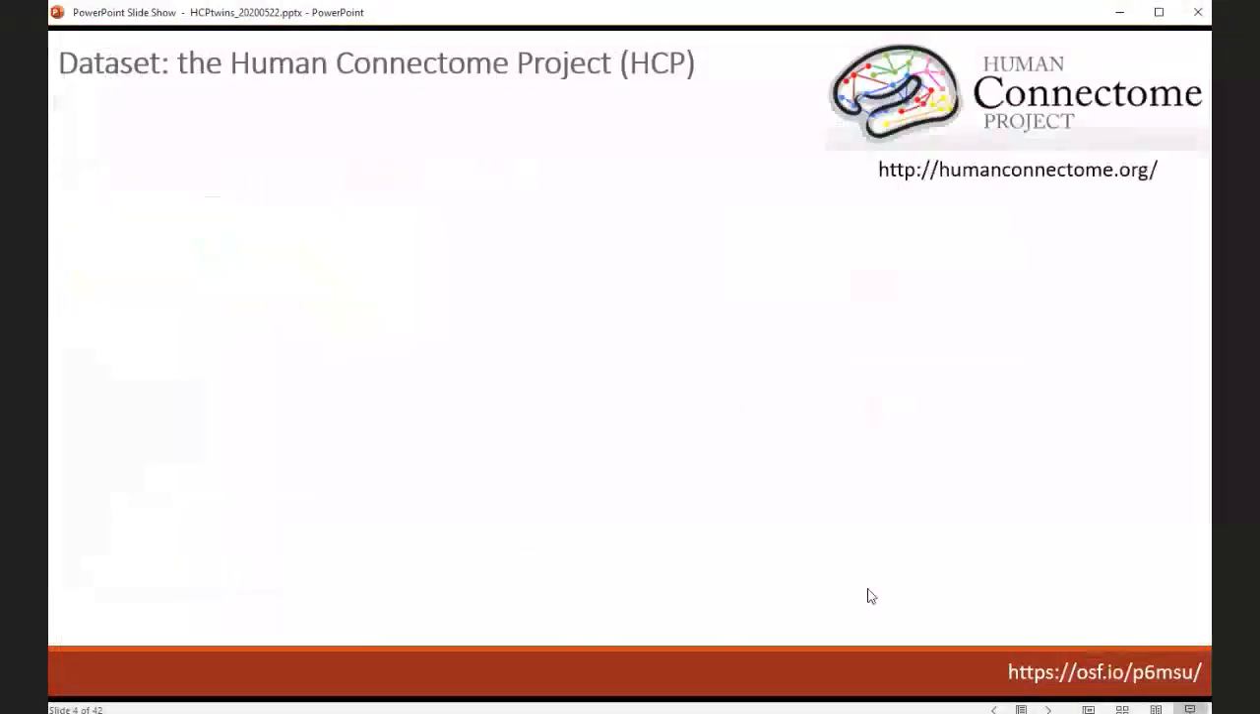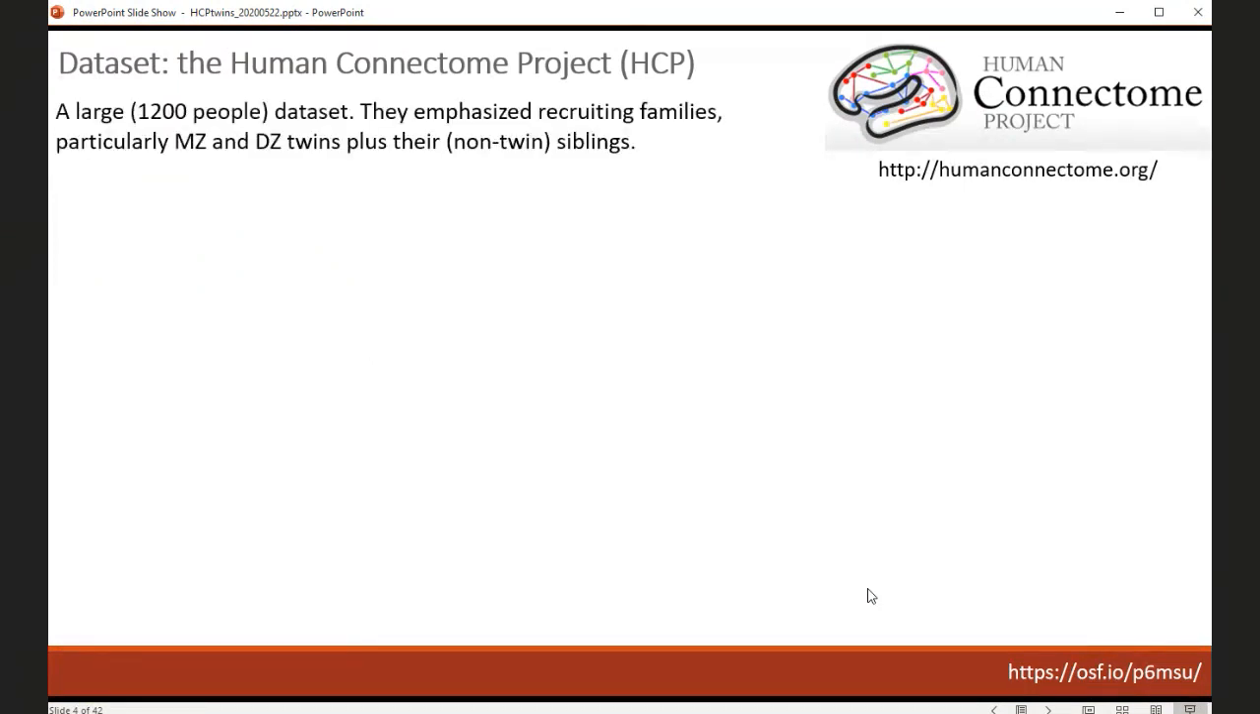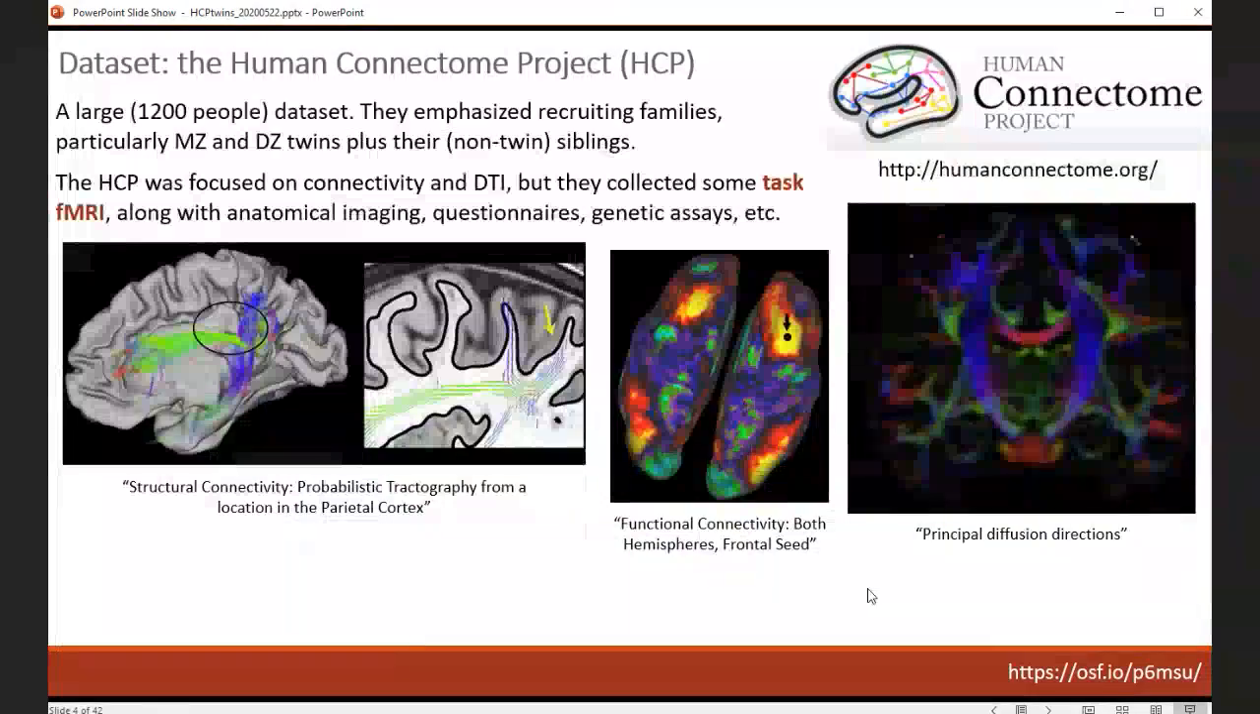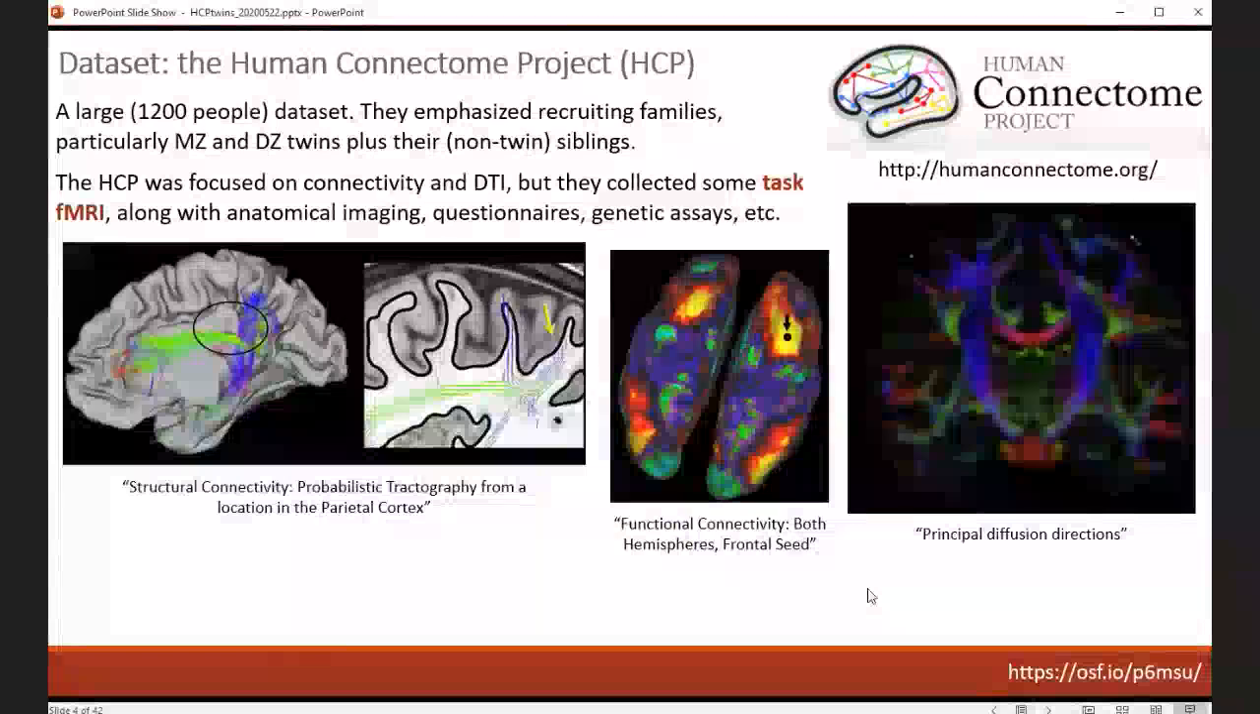So HCP, most of you probably know about it or have at least heard about it. It's a pretty large data set, there are larger ones now, but around 1,200 people. And they really emphasized recruiting families, especially MZ and DZ twins plus their siblings. They tried to get as many family groups as they could. Most of the HCP was about connectivity and DTI, but they did do a little bit of task fMRI as well. And that's what we used.